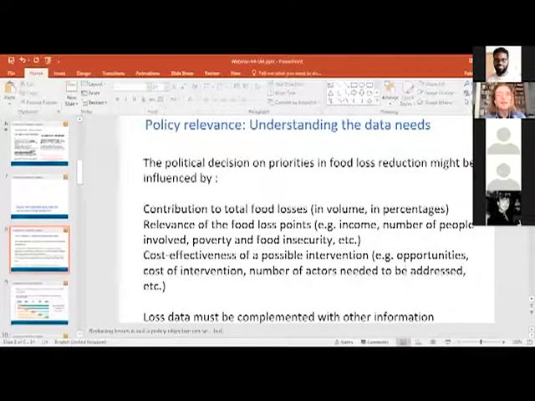That is where a good measurement is needed, to be able to measure the impact assessment, to do a cost benefit analysis before intervening, to analyze the trade-offs and so on. But of course, the loss data must be complemented with other information on the causal factors to see the impact of the change and on the economic environment at large.